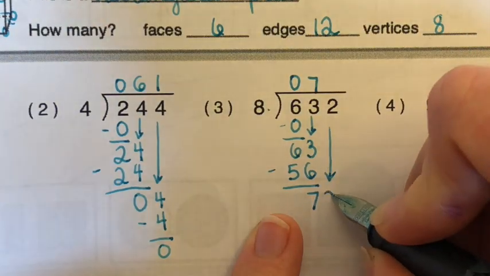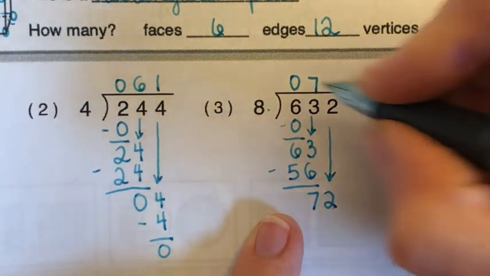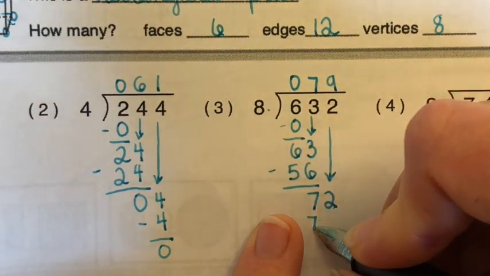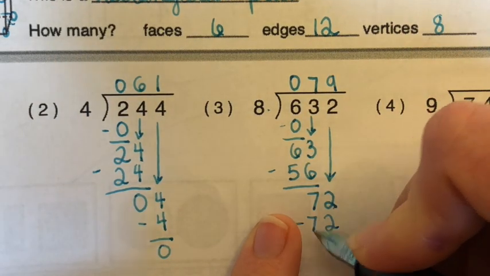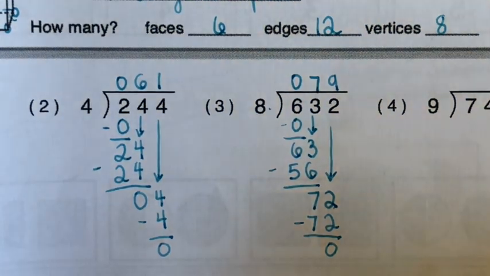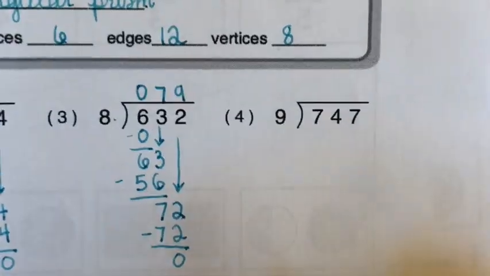Bring down this 2. How many times does 8 go into 72? 9 times. 8 times 9 is 72. Subtract to find the difference. Ta-da, you did it. Okay, on to the next one.